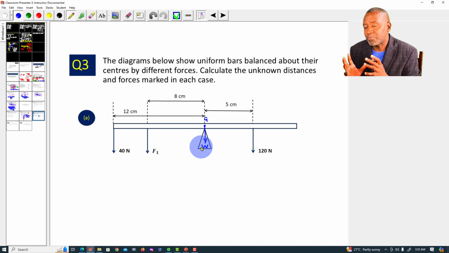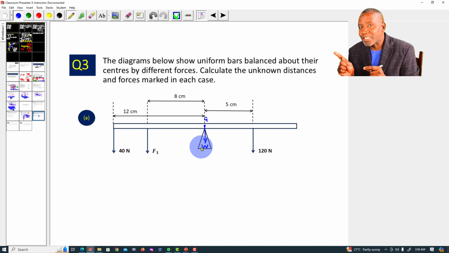Very important concept. So always ask yourself, where is the bar balanced? Have they told me that it is balanced at its center so that I can ignore the moment due to its weight? Or is it balanced at some other point so that the weight of the object has moment about that other point? Or have I been told that the weight of the bar is negligible so that I do not consider the moment due to its weight? Those are some of the things that you look for when you're looking at this type of question.